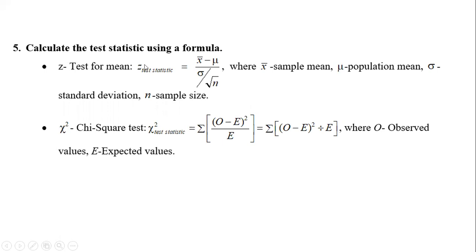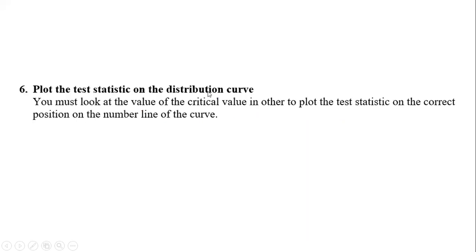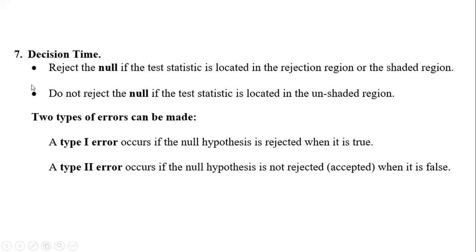Then you have to calculate what is called a test statistic. You have to use a formula: the z-test formula, or the chi-square test formula, to calculate the test statistic. And then you have to plot the test statistic on the distribution curve. You must look at the value of the critical value in order to plot the test statistic in the correct position on the line of the curve. Then step 7, decision time: reject the null if the test statistic is located in the critical region. Do not reject the null if the test statistic is not located in the shaded region.